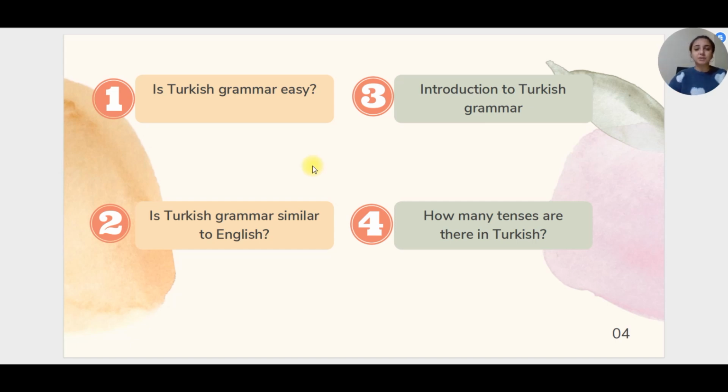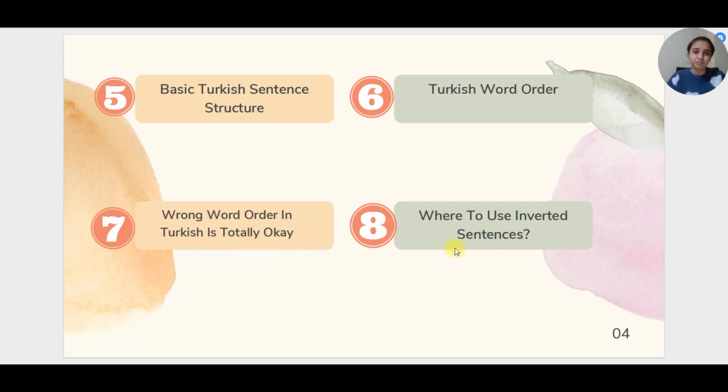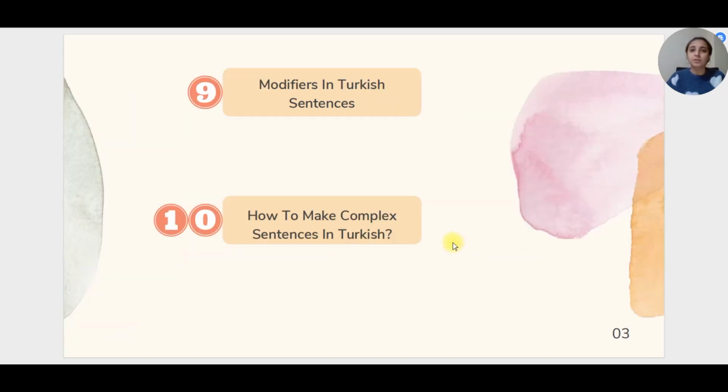Questions are: is Turkish grammar easy? Introduction to Turkish grammar. Is Turkish grammar similar to English? How many tenses are there in Turkish? Basic Turkish sentence structure. Turkish word order. This is important. Wrong word order in Turkish is totally okay. Where to use inverted sentences. Inverted sentences are also important. Modifiers in Turkish sentences. And last one, how to make complex sentences in Turkish.